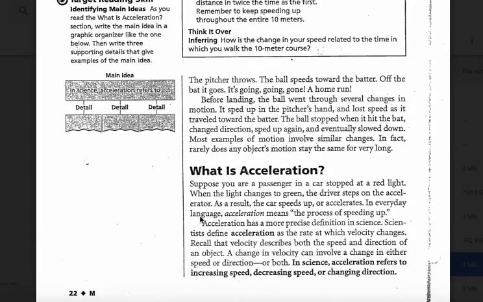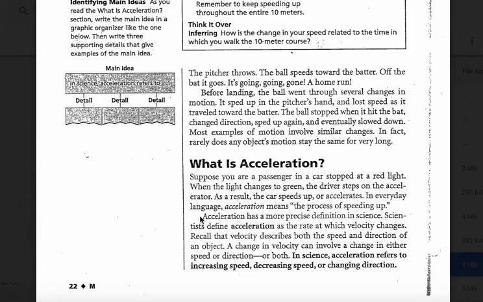The pitcher throws. The ball speeds towards the batter. Off the bat it goes. It's going, gone! A home run. Before landing, the ball went through several changes in motion.